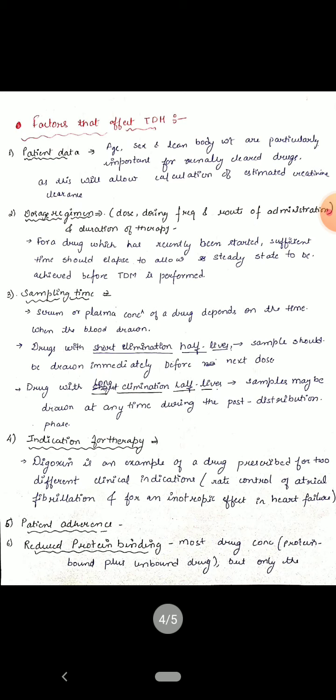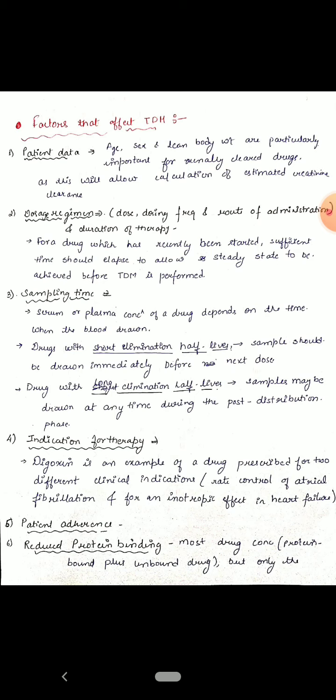So what are the different factors of the TDM? It is very important. First is patient data. Patient data like age, sex, or lean body weight are particularly important for renally cleared drugs, as this will allow the calculation of the estimated creatinine clearance. Next is the dose regimen, like the dosing, frequency, route of administration and duration of the therapy. For a drug which has recently been started, sufficient time should elapse to allow a steady state to be achieved before the TDM is performed.